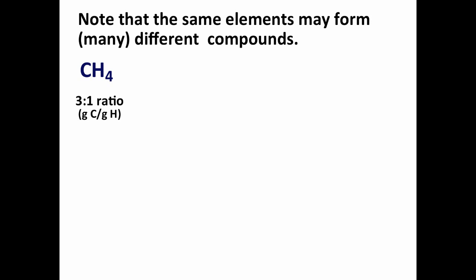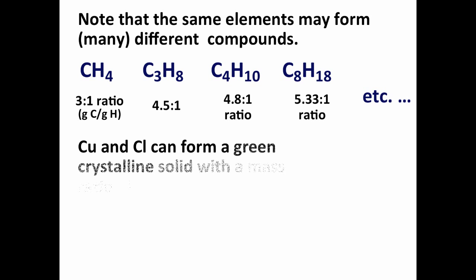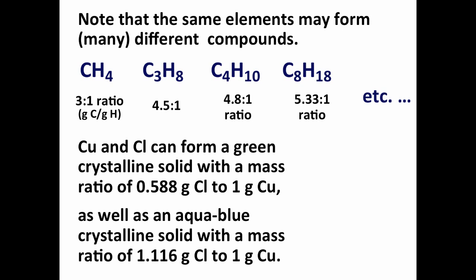Methane gas is a 3:1 ratio of grams of carbon to grams of hydrogen. Propane gas, C3H8, is a 4.5 to 1 ratio. C4H10, or butane, is a 4.8 to 1 ratio of mass of carbon to mass of hydrogen. Octane, which we just talked about, 5.33 to 1, and so on. And carbon and hydrogen is kind of complicated. There are so many different possibilities.